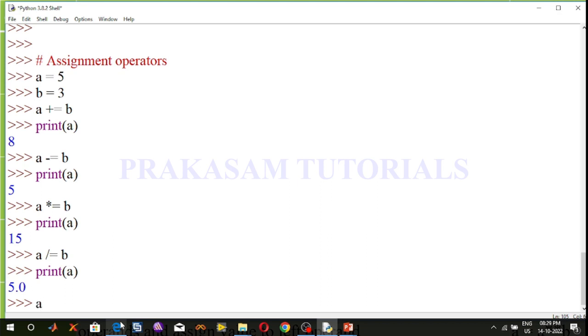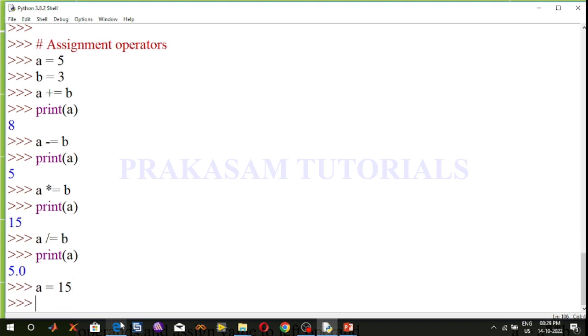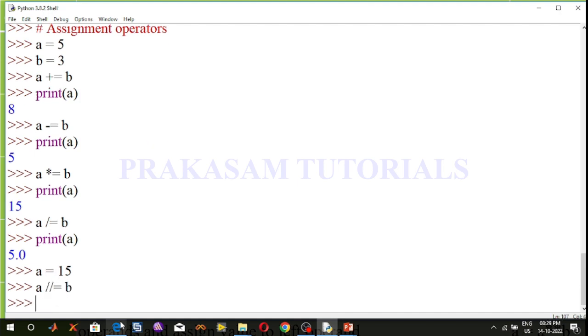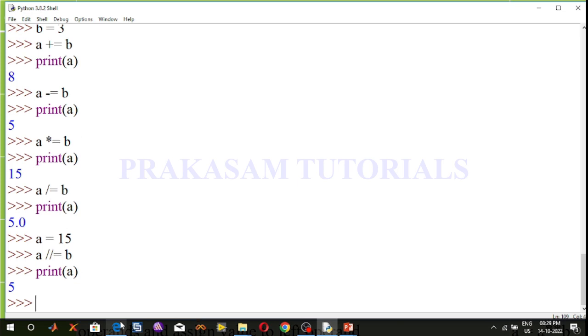And a is equal to 15. Now double slash equal to: a double slash equal to b. It returns the integer value. So print of a. So these are the different types of assignment operators.